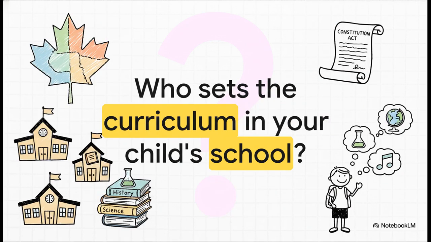Now, we've been focused on Section 92, but the very next part, Section 93, explicitly gives provinces exclusive power over education. And that's why what students learn in history or science class can be so dramatically different from one province to the next. It's just another direct consequence of how this country was designed.